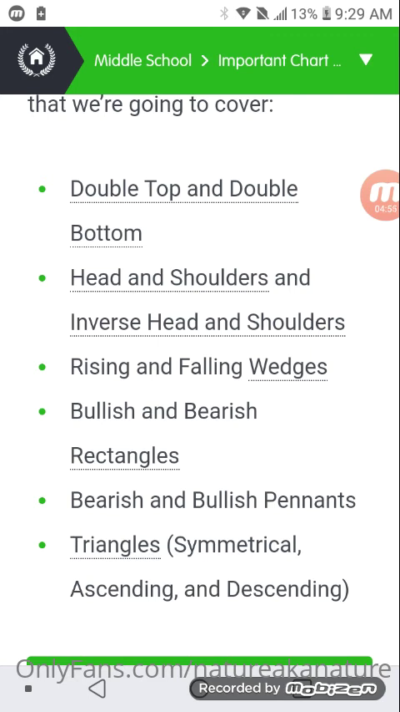Symmetric is a little different. Ascending and descending, they're all different. We're going to go over that and discuss the rest of the important chart patterns. Remember, these are all chart patterns. You have Japanese candlestick patterns, single, double and triple candlestick patterns, and you also have different chart patterns too. So alright gang, I hope this helps.